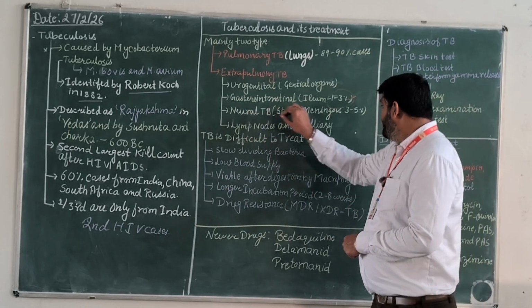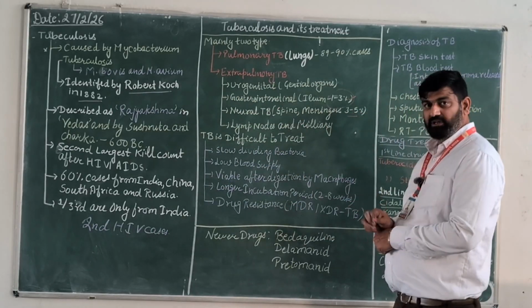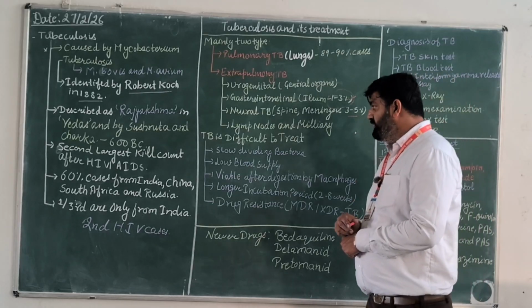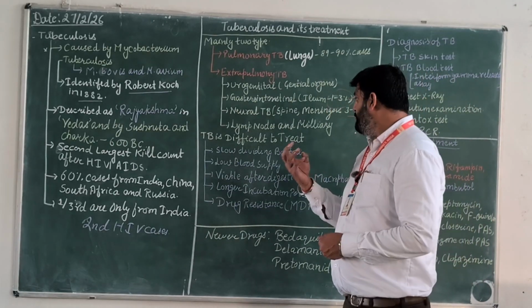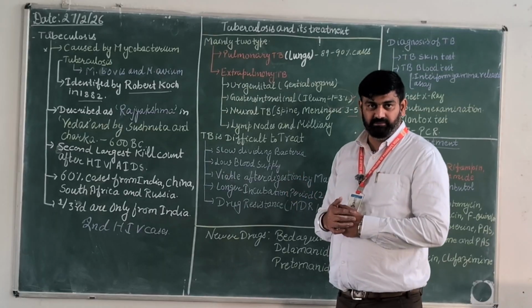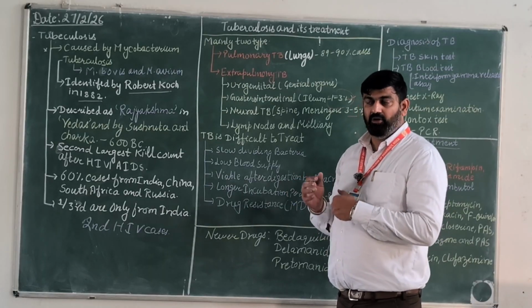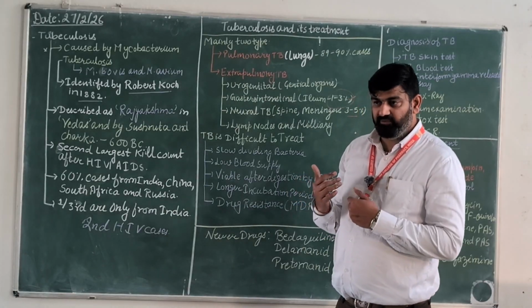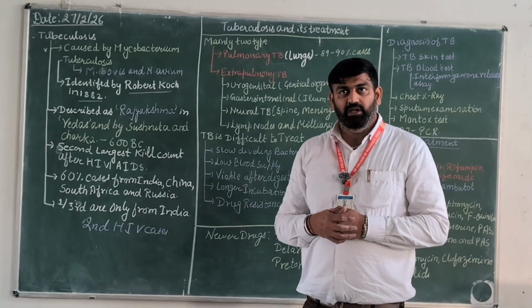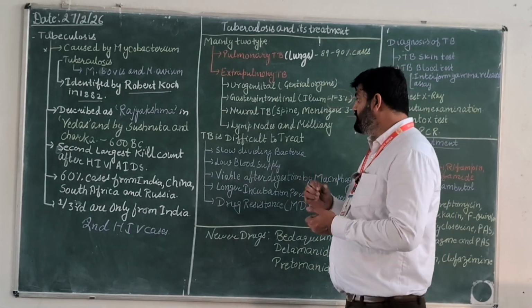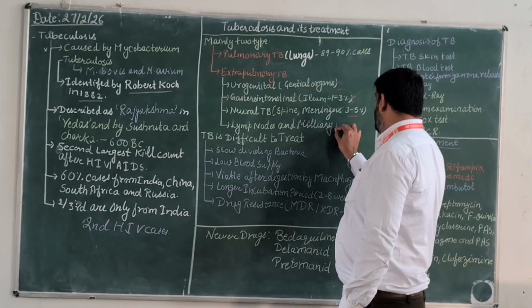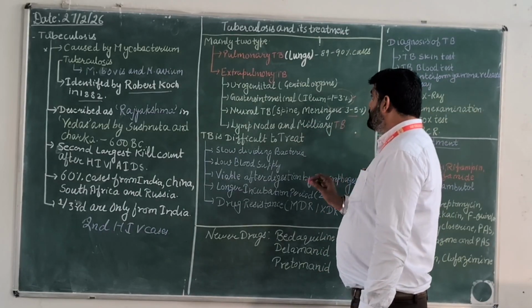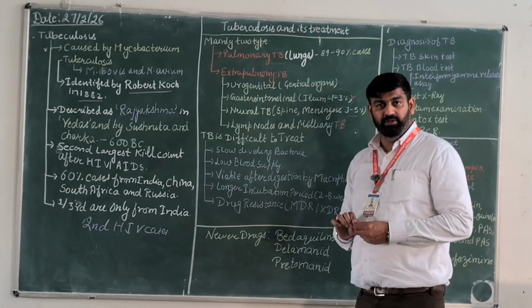Then neuronal TB, which has 3 to 5% composition, in which bacteria migrate to the brain, spinal cord, and meninges. There they cause inflammation in the meninges and even damage to the spinal cord. There are other types, lymph node and miliary TB. So these are the basic types of TB.